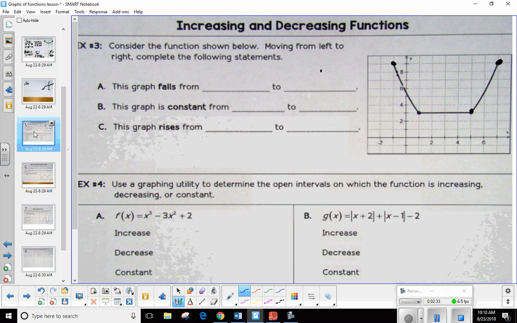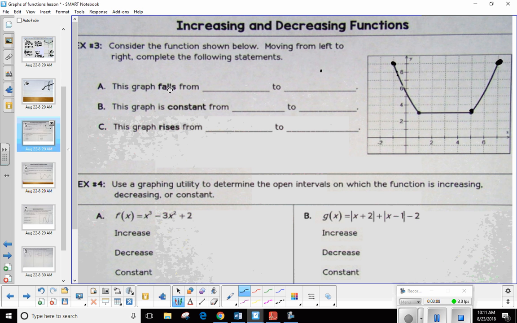Now, one of the things that we also brought up yesterday, but we hadn't had a chance to discuss yet, was the idea of increasing and decreasing functions. Now, remember, this is where the y values are going to be getting larger, smaller, or remaining the same. This is driven by the y values, but we use the x-axis to describe where that happens. We use intervals on the x-axis. So let's take a look at this first one. A says this graph falls, so that means we're looking for a decreasing section.